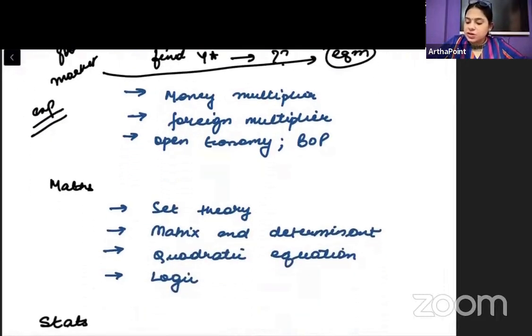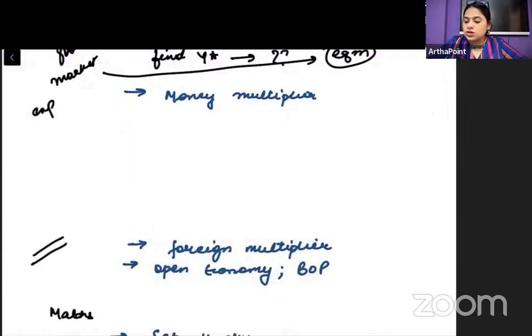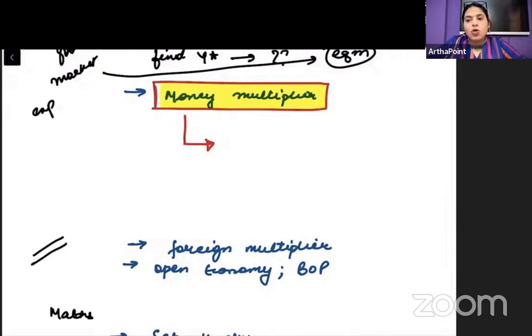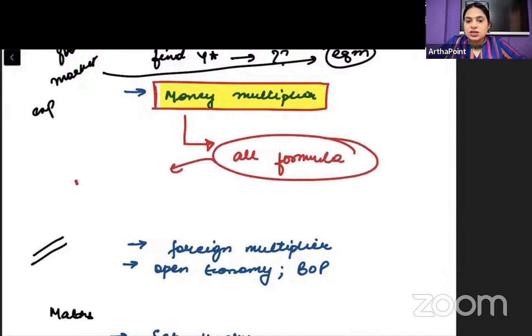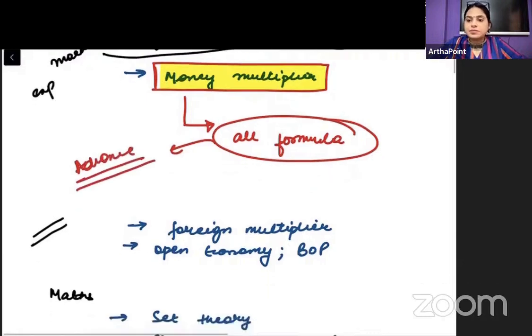Then the third thing that you need to focus on is going to be the money multiplier concept, right? So in this case, beta, whatever different ways in which we have discussed the numericals of money multiplier in class, all formulas of money multiplier are important. And you can go through those formulas using the advanced lecture that we had taken on money multiplier.